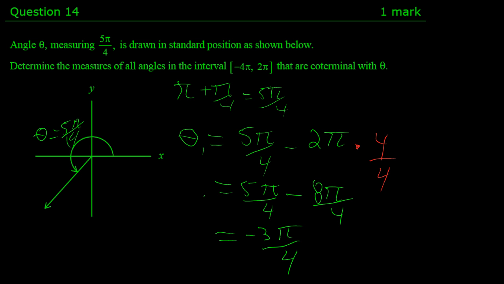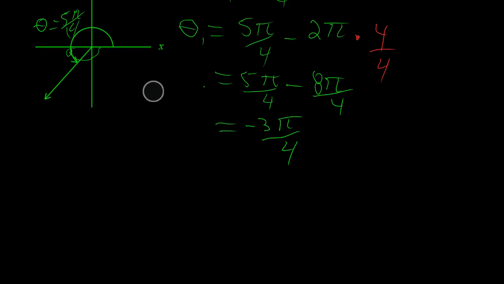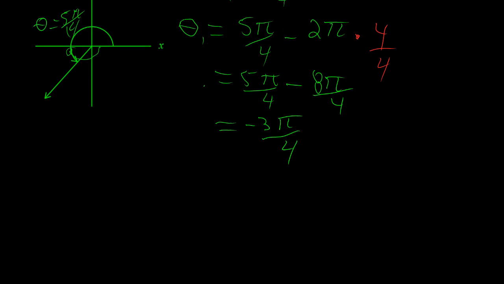Now, some people could just look at this and know it's negative 3/4 of a pi. A full pi would take you from here to here. It's 3/4 of the way in the negative direction. So that's one solution. And I believe we can go for one more. So we could go another 2 pi rotation. So this time our starting point, because they're all coterminal with each other, is negative 3 pi over 4. And we're going to go another rotation backwards.